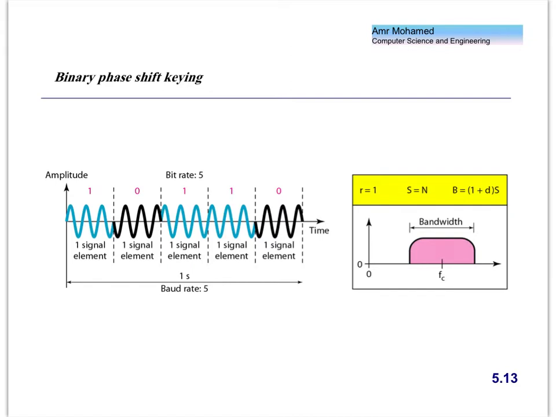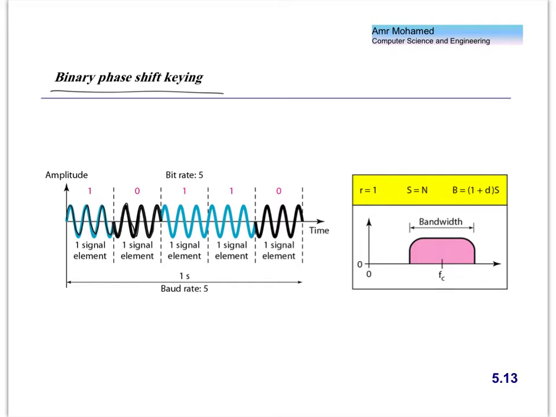Instead of using the amplitude to represent the bits or the frequency to represent the bits, we will use the phase of the sine wave. For example, in binary phase shift keying, we use the sine wave with phase shift 0 to represent the 1, and with phase shift 180 degrees, or pi, to represent the 0. Here we use the same amplitude and same frequency, but different phase.